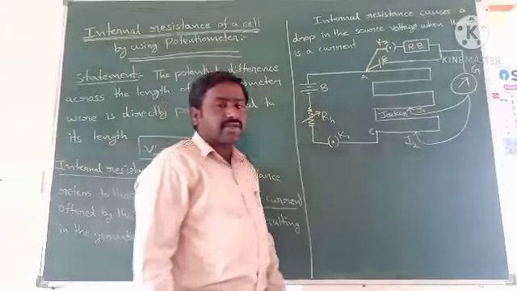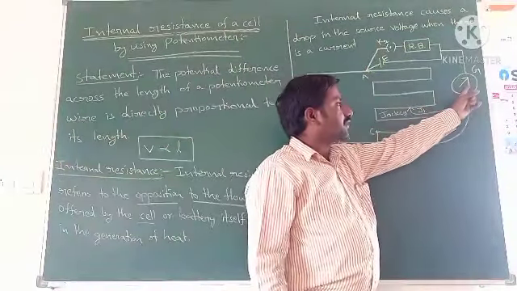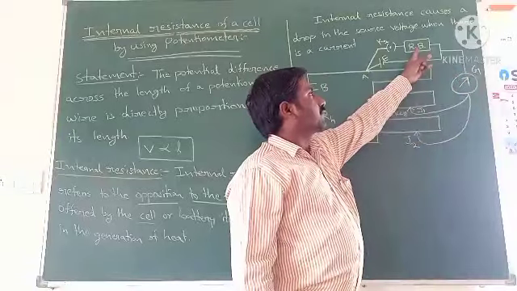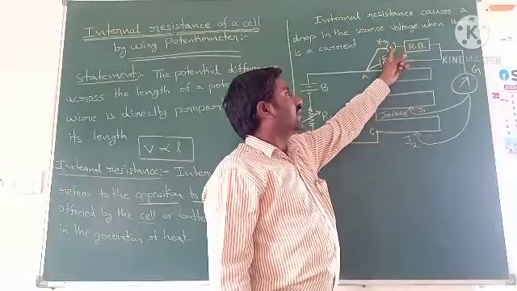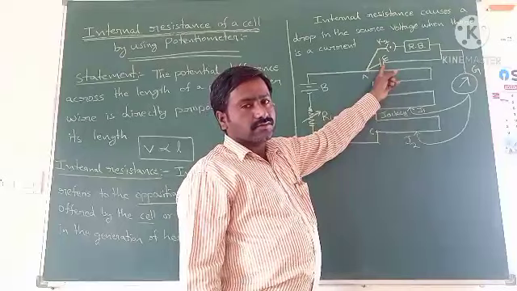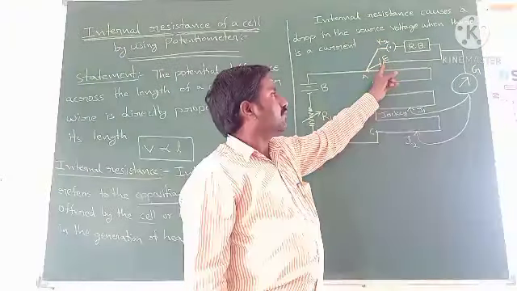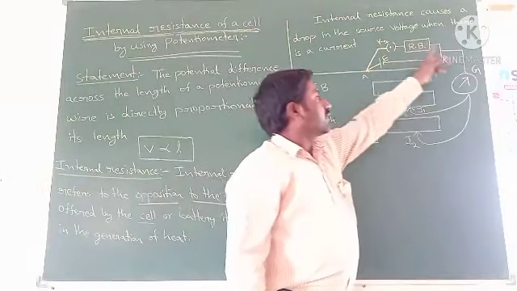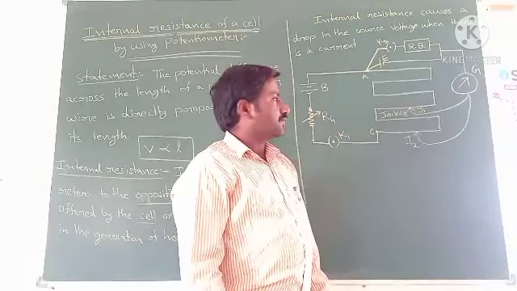And the secondary circuit consists of a galvanometer, a resistance box, one more key, and a cell whose internal resistance is going to be found. So these things come under the secondary circuit.